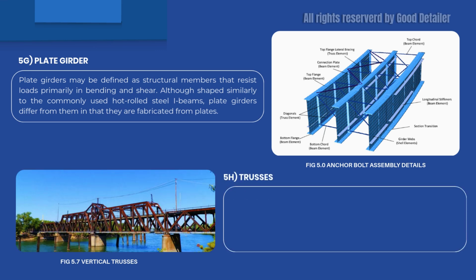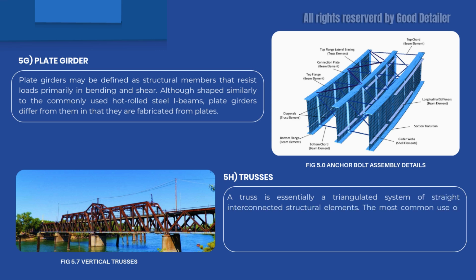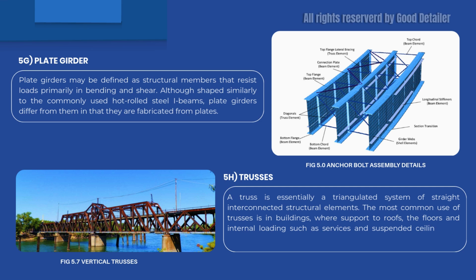5H. Trusses. A truss is essentially a triangulated system of straight interconnected structural elements. The most common use of trusses is in buildings, where support to roofs, the floors, and internal loading such as services and suspended ceilings are readily provided.